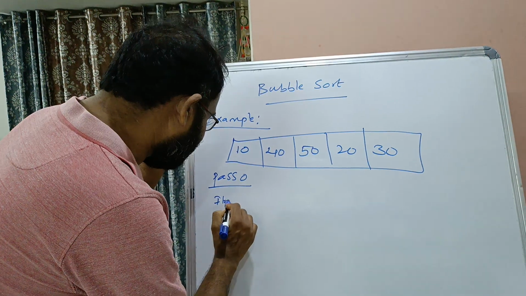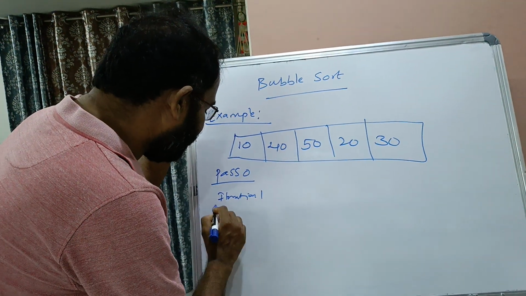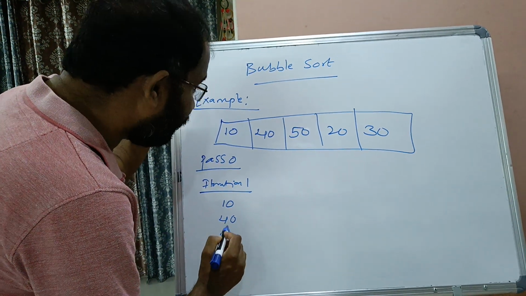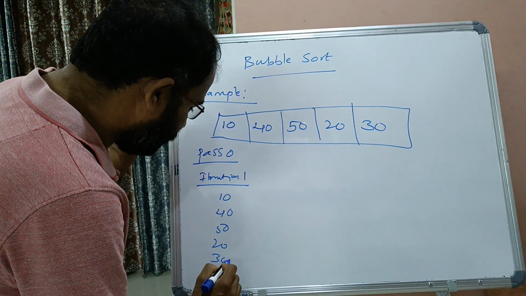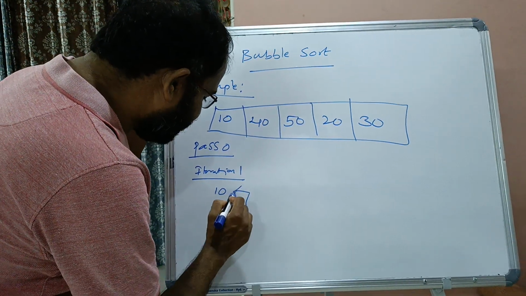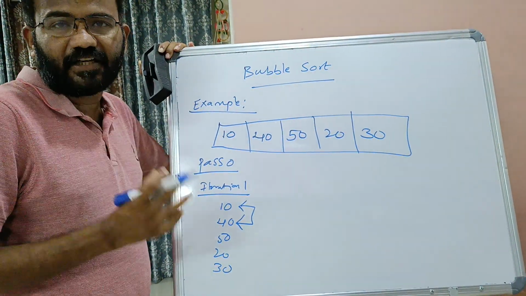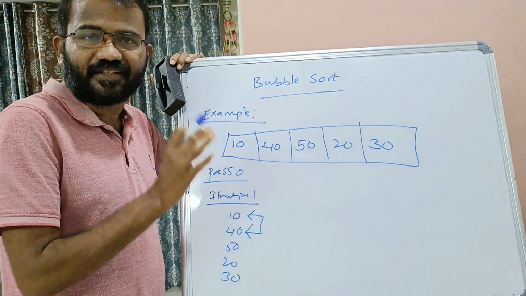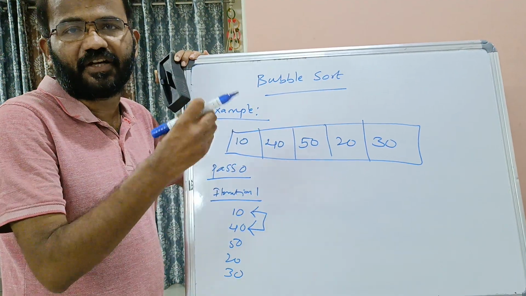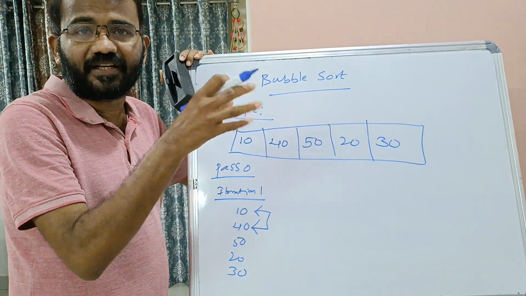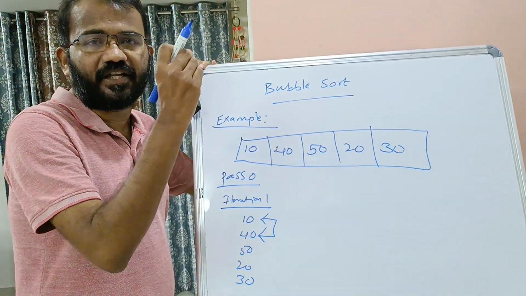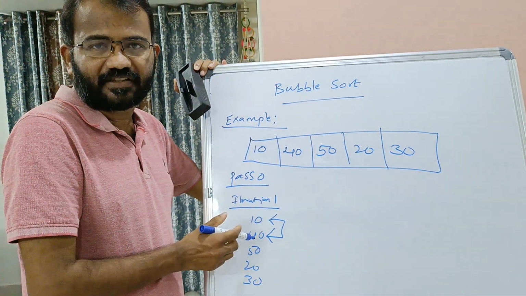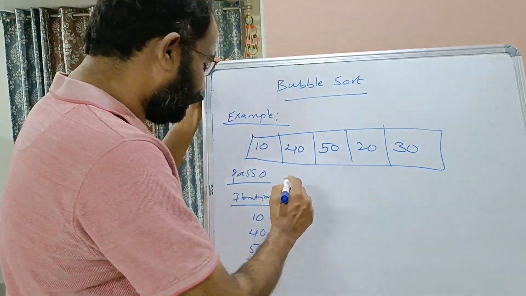Now pass 0, 4 comparisons. We can call the first one iteration 1: 10, 40, 50, 20, 30. Here the first element and second element have to be compared. If the first element is higher than the second element, then we need to swap. But here the first element is least compared with the second element, so there is no need of swapping in iteration 1.